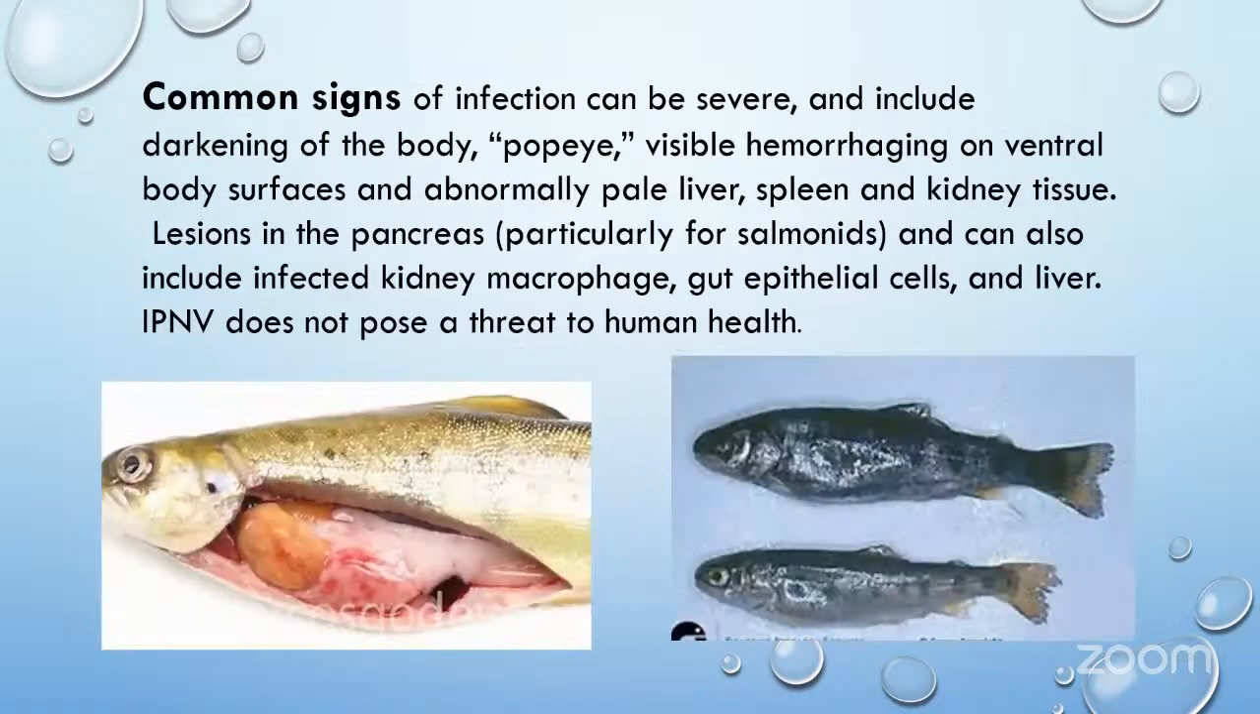Now, the common signs of infection can be severe and include darkening of the body, papillae, visible hemorrhage on ventral body surfaces, and abnormal pale liver, spleen, and kidney tissue also. Now, lesions in the pancreas can also include infected kidney, macrophage, gut epithelial cells, and liver. This disease does not pose a threat to human health, so it only affects the fish.